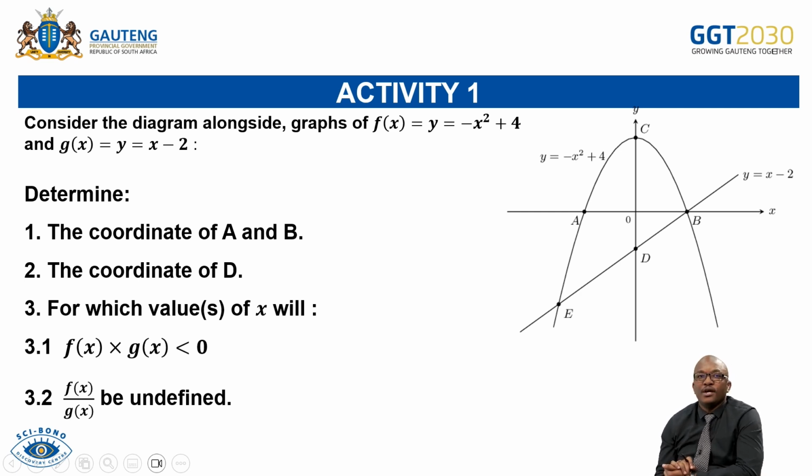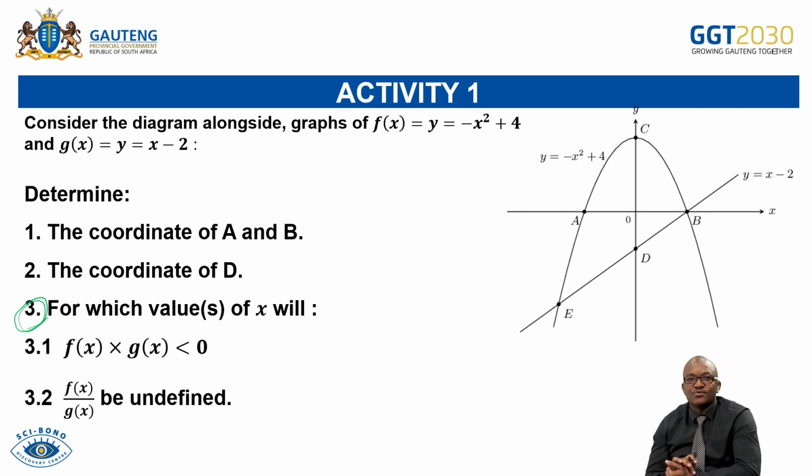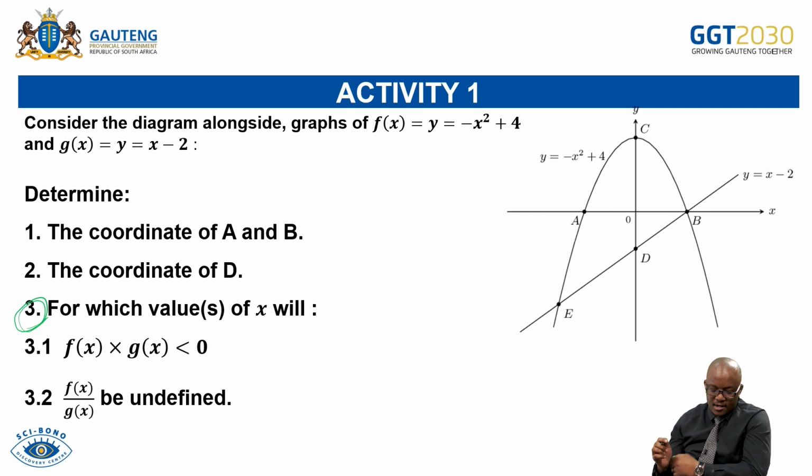So we have to determine the following: the coordinates of A and B, the coordinate of D, and for which values of x. Now, you can see there at number 3, for which values of x will f of x multiplied by g of x be less than 0, then f of x divided by g of x will be undefined. Those are the conditions, and that's where we need to interpret our graphs. Then, how do we do that?